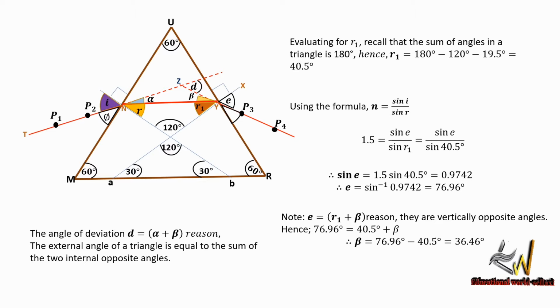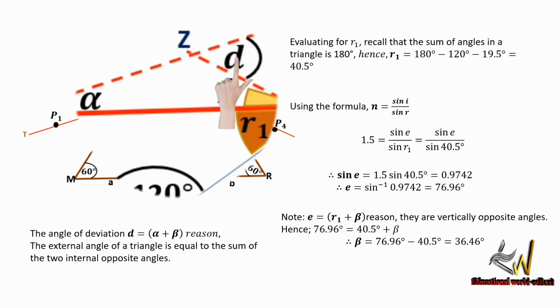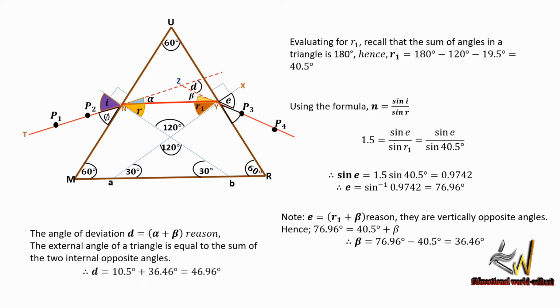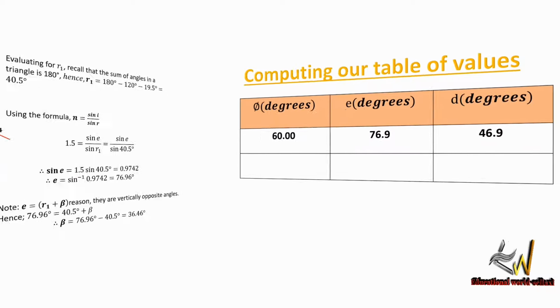So the angle of deviation which we are looking for, which is D, is simply the sum of alpha plus beta. Reason: because the external angle of a triangle is always equal to the sum of the two opposite internal angles. So we can now say that the angle of deviation D is equal to 10.5 plus 36.46 degrees, which is 46.96 degrees. So we've gotten our angle of deviation.